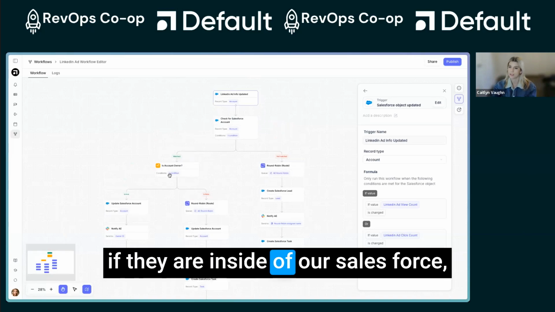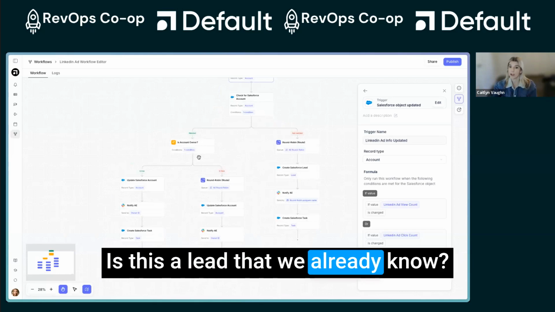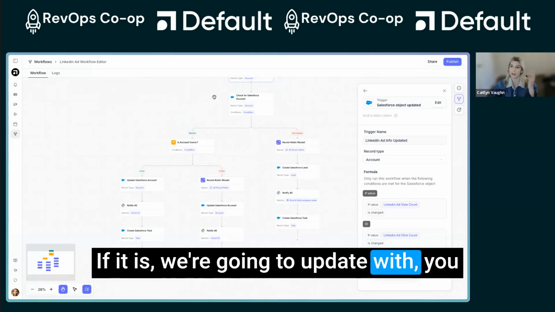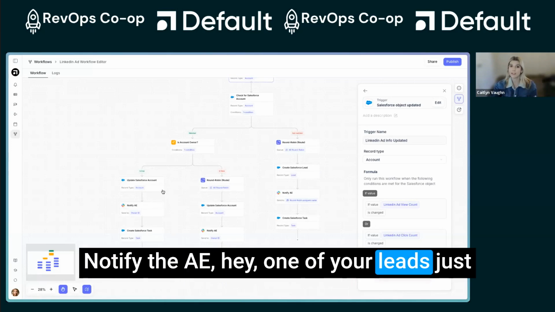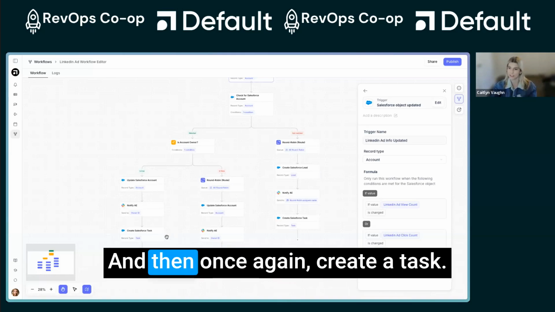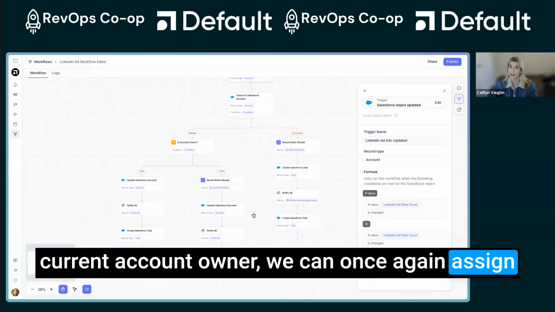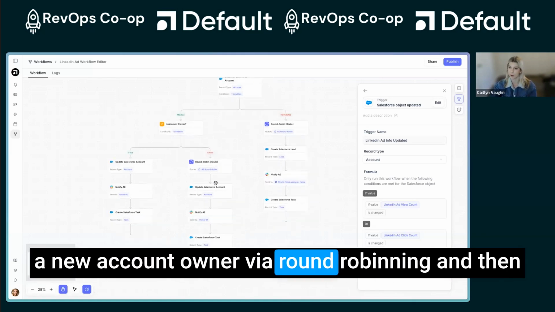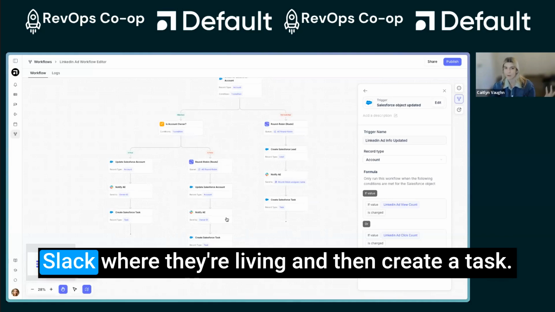If they are inside of our Salesforce, we can check for an account owner. Is this a lead that we already know? If it is, we're going to update with whatever information that we have. Notify the AE, hey, one of your leads just clicked on an ad, go reach out to them. It's a great time, right? And then once again, create a task. And if we know the account but it doesn't have a current account owner, we can once again assign a new account owner via round robining and then update that Salesforce account, notify the AE in Slack where they're living, and then create a task.